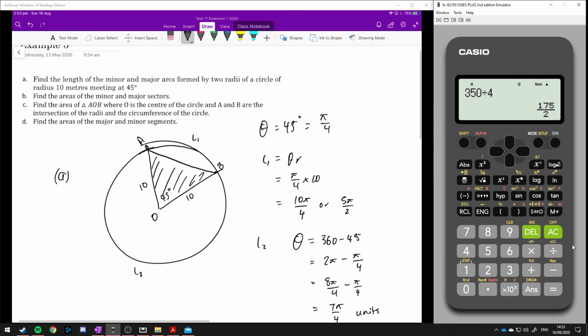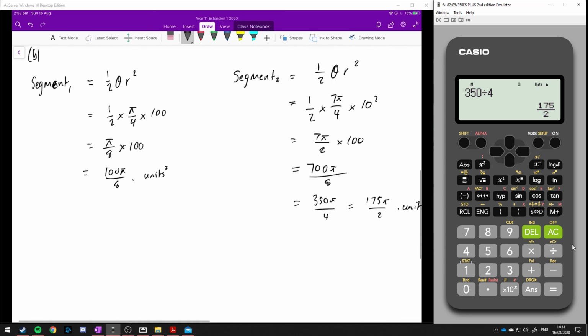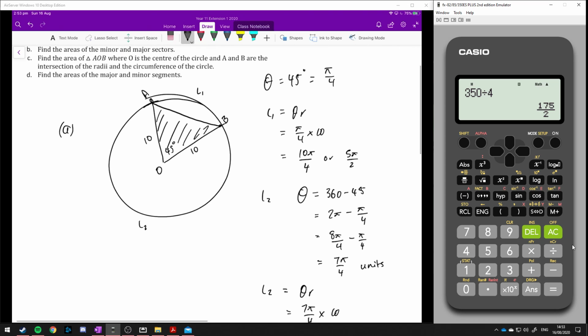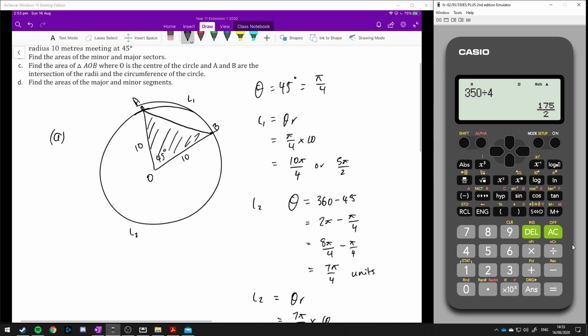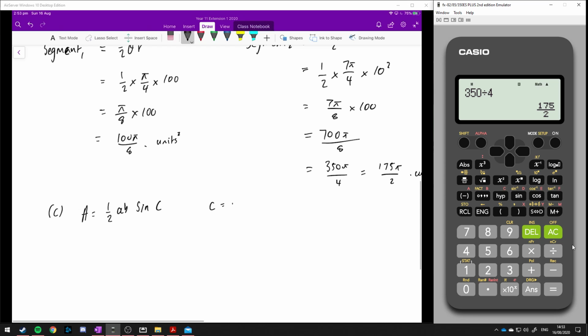Okay, so if we're wanting to find the area of that triangle there, we're going to have to think back to some trig rules. The area of a non-right angled triangle. So part C, the area of a non-right angled triangle, A is equal to half ab sine C. Now C in this case is 45 degrees, or pi on 4. Pi on 4, yes. So C is equal to pi on 4, a is equal to 10, b is equal to 10.